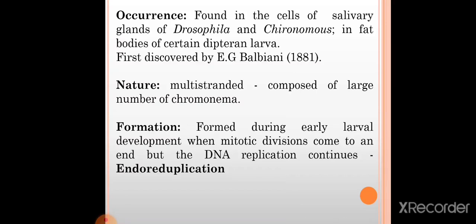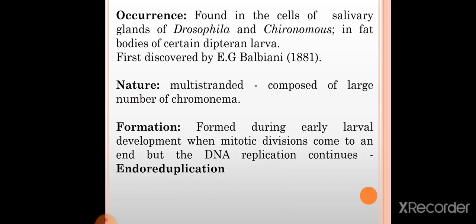And these chromosomes may reach a size that is up to 200 times or more the size of the corresponding chromosomes at meiosis or in the nuclei of the ordinary mitotic cells. So their size will be 200 times larger than the ordinary chromosomes.